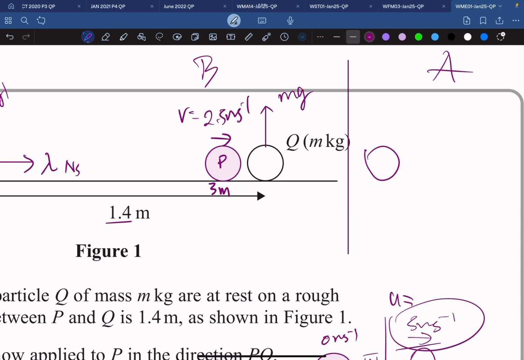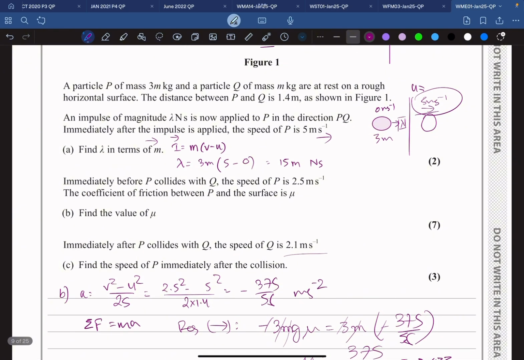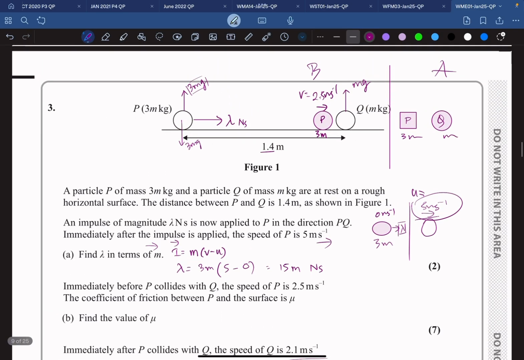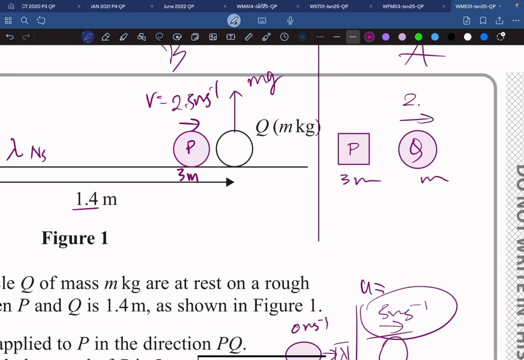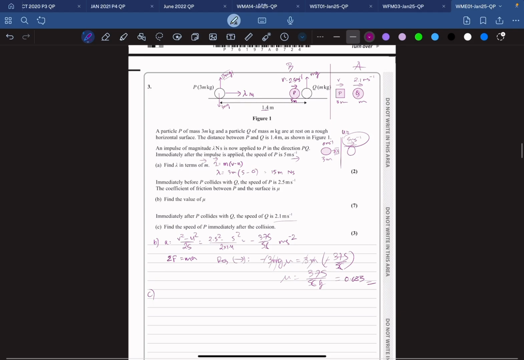So after the collision... Oh my god, this just became a square. Don't mind that. This is Q and this is 3m, this is m. I just like to write the masses down again. Immediately after P collides with Q, the speed of Q is 2.1 meters per second. They're asking us to find the speed of P. Let's call that v. This is just simple momentum. We can use the conservation of linear momentum.